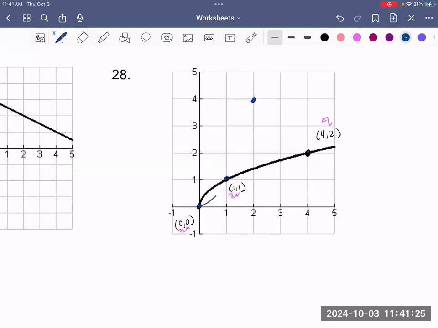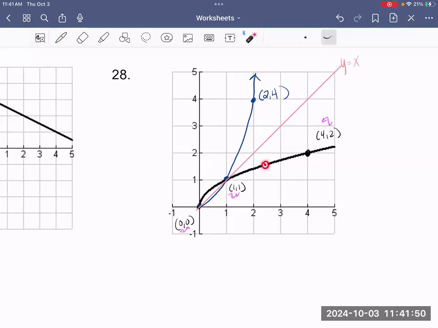And if I'm trying to connect these dots, they're going to go up like this. So this is your inverse. This is 2, 4. Now, if we've done it correctly, we should have a mirrored line over the y equals x line. It just means that we're going to take all of these lines and reflect it over to the other side.